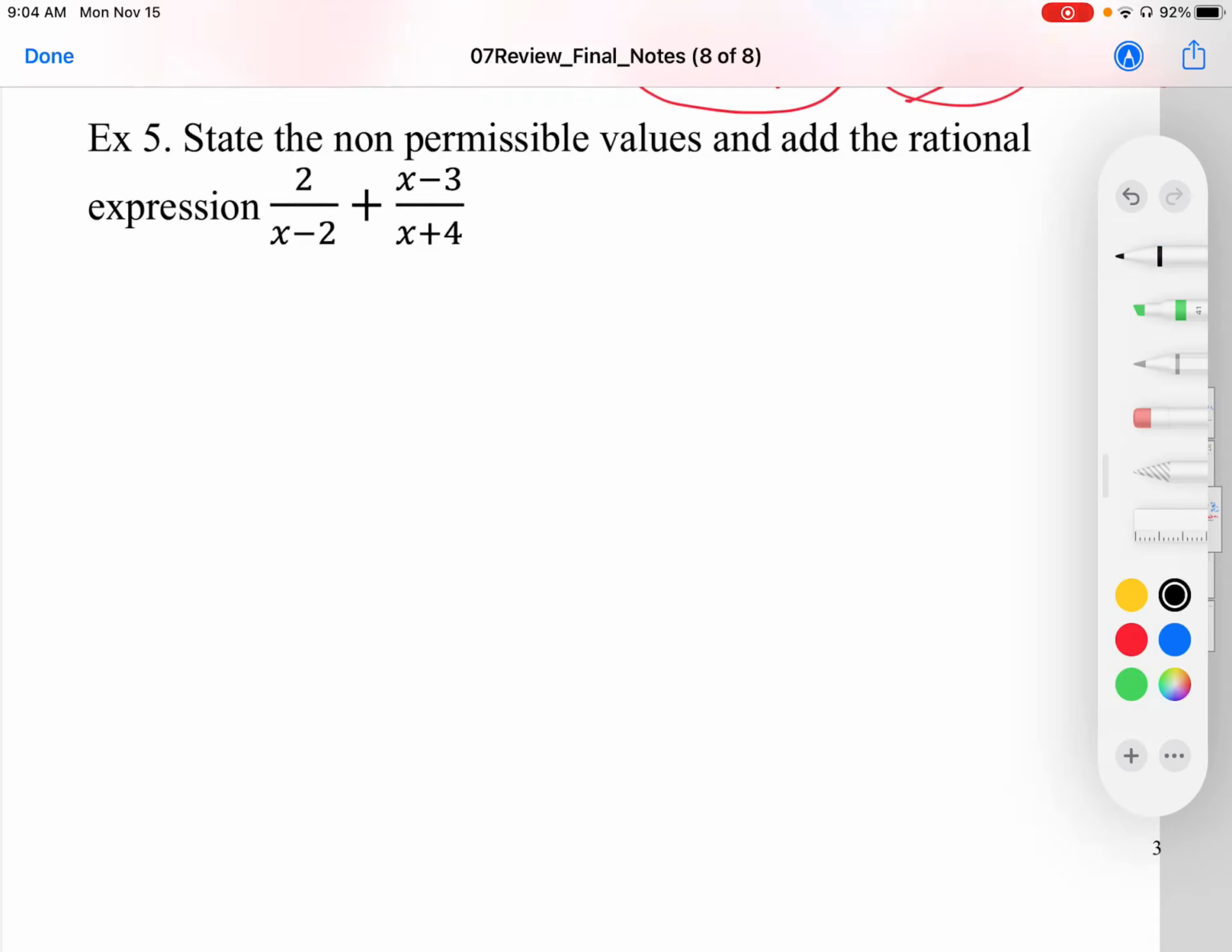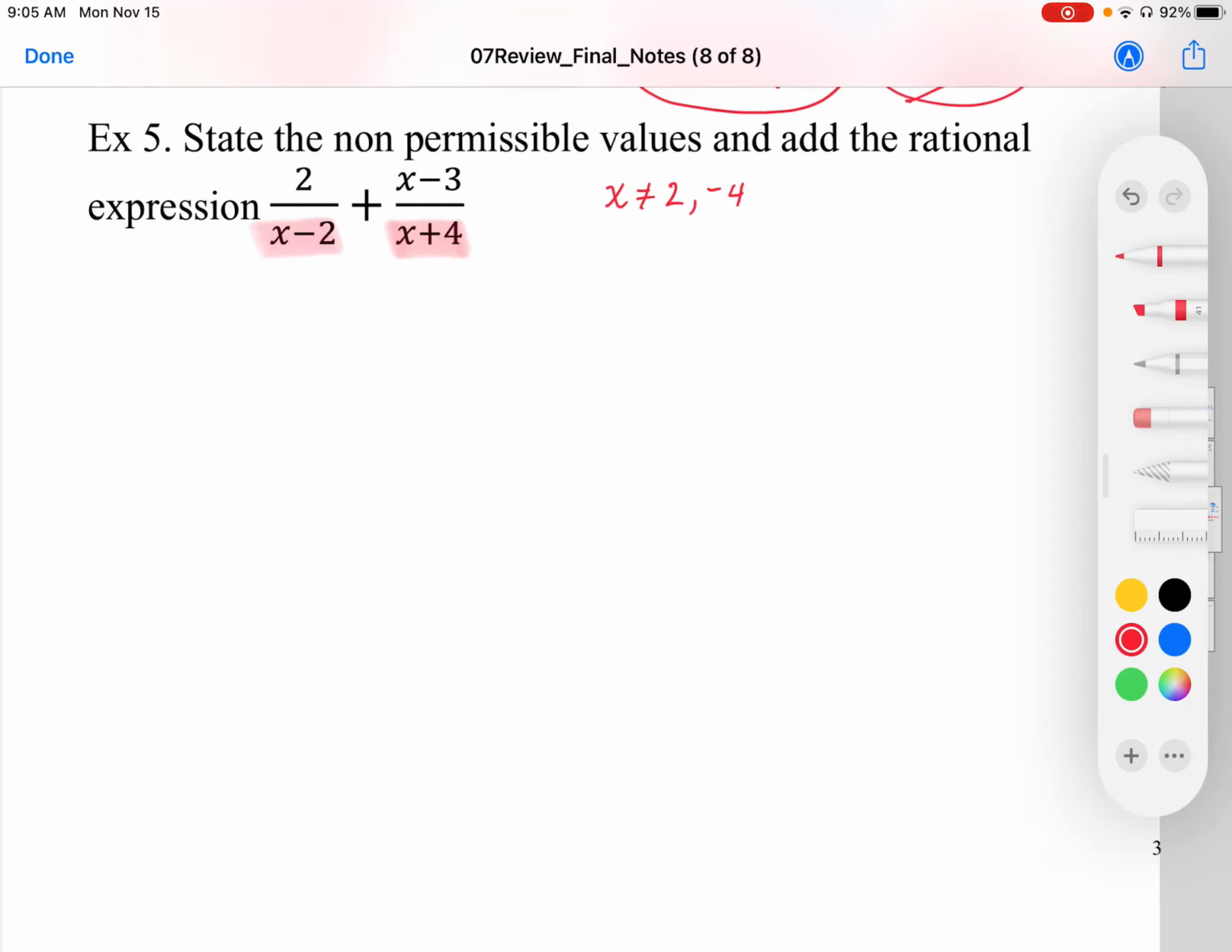So we need to state non-permissible values before we add these. We're going to look at the denominator for non-permissible values. So the denominator is where we find those. We do not worry about the numerator for non-permissible values because it's only about dividing by 0. So x is not equal to +2, -4 from those factors.